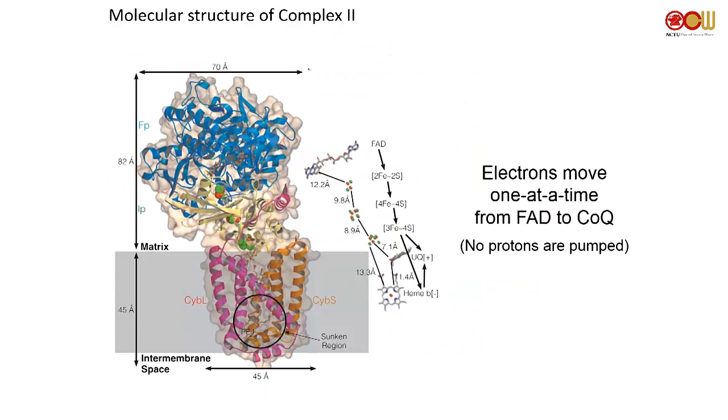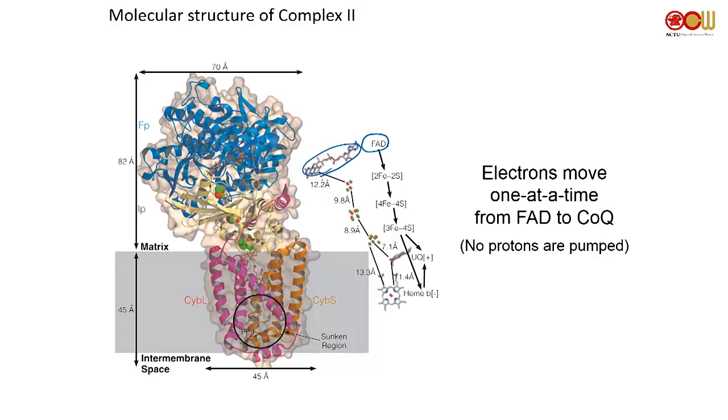Complex 2. What does complex 2 do? Complex 2 is SDH, succinate dehydrogenase. In the matrix, you're going to do an oxidation of succinate to make fumarate, and you will pass the electrons onto FAD. I can't even see it in this map, but this guy is FAD.